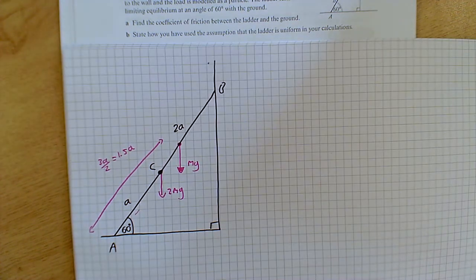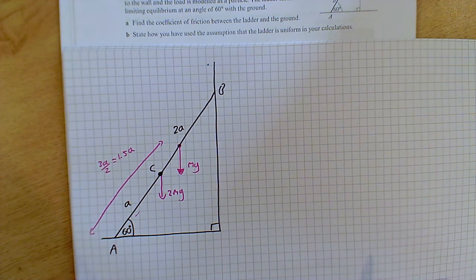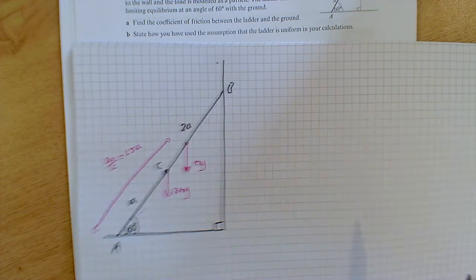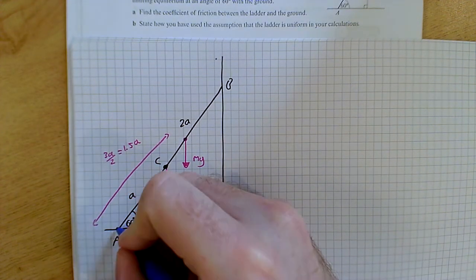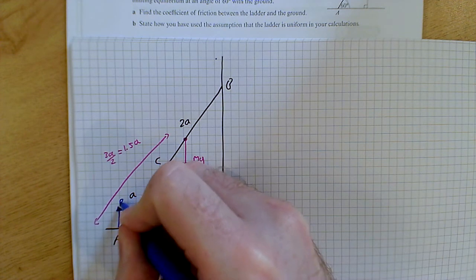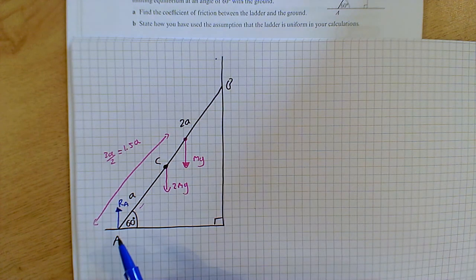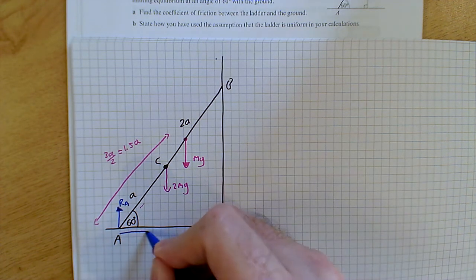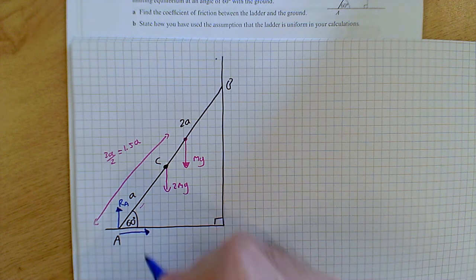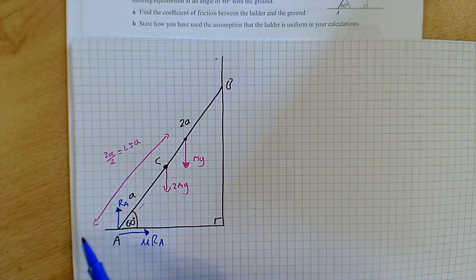Then we've got that it's in limiting equilibrium, so all our forces are going to balance, and it tells you that the horizontal ground is rough. So what's going on at the horizontal ground? Well, you've got contact, so that contact means there's a reaction. So this is RA, which is perpendicular to the ground. The reaction is always perpendicular, even if it's a ladder or a diagonal. And it's rough, so we've got the frictional force, which is mu RA. Right, that frictional force is stopping the ladder from just sliding straight down.